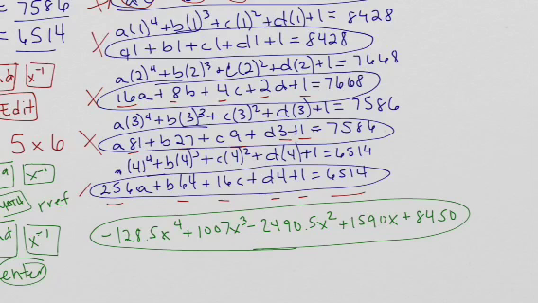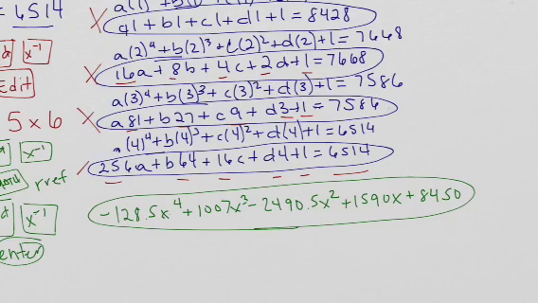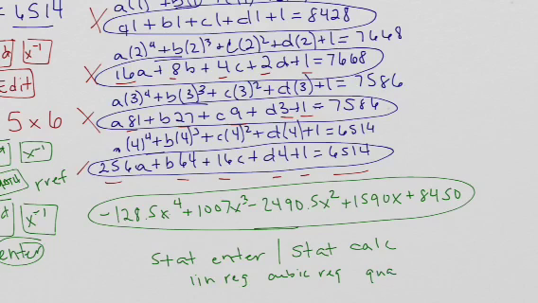Now you can check to see if you get that same equation by doing stat, enter all of the data from the table, and then do stat calc. You can do a linear regression, you could do a cubic regression, and this would be a quartic regression, and see if your r squared values get closer to 1. Whichever one of those has an r squared value closer to 1, that's the equation that you want to use.